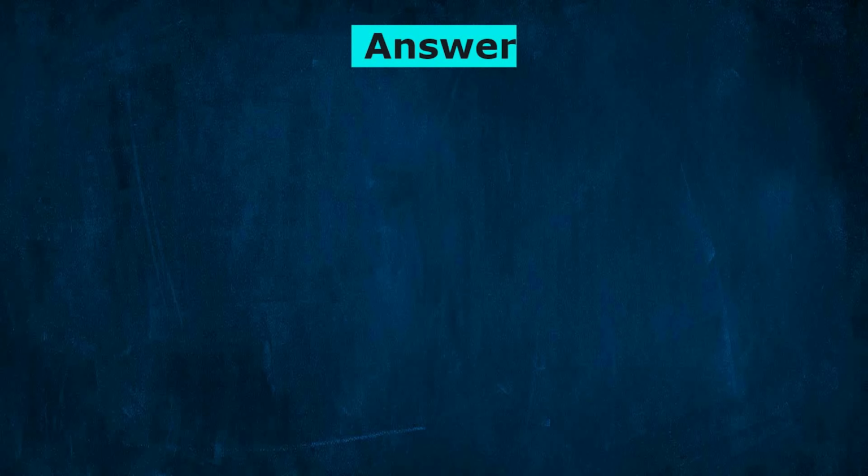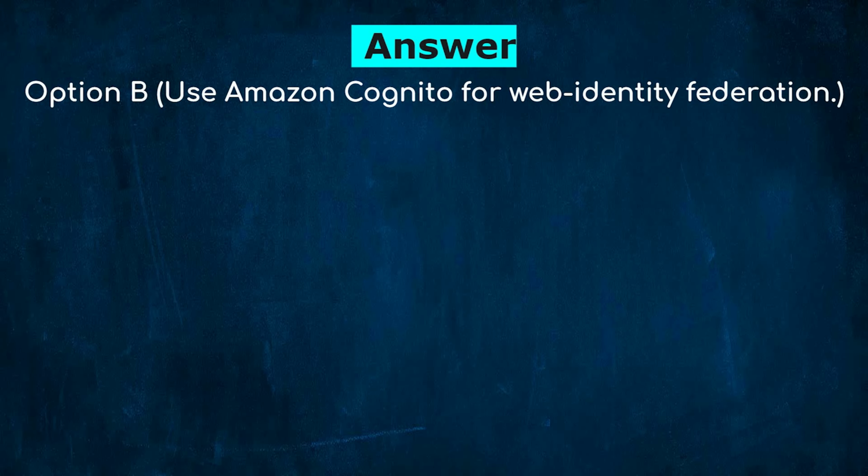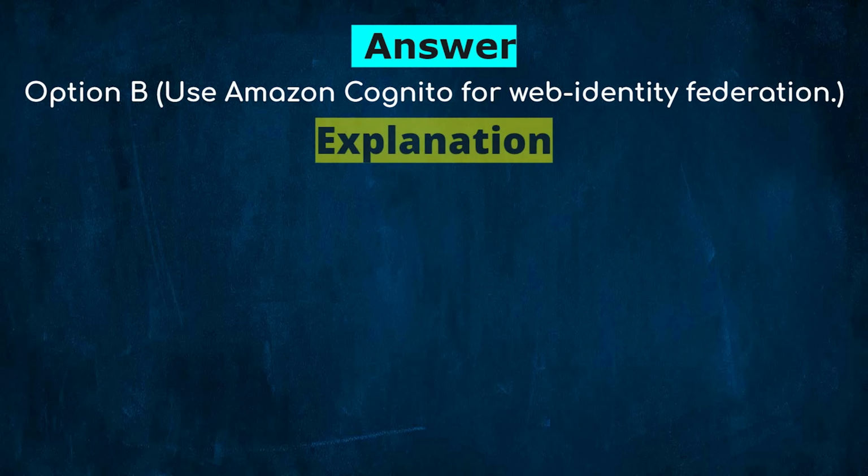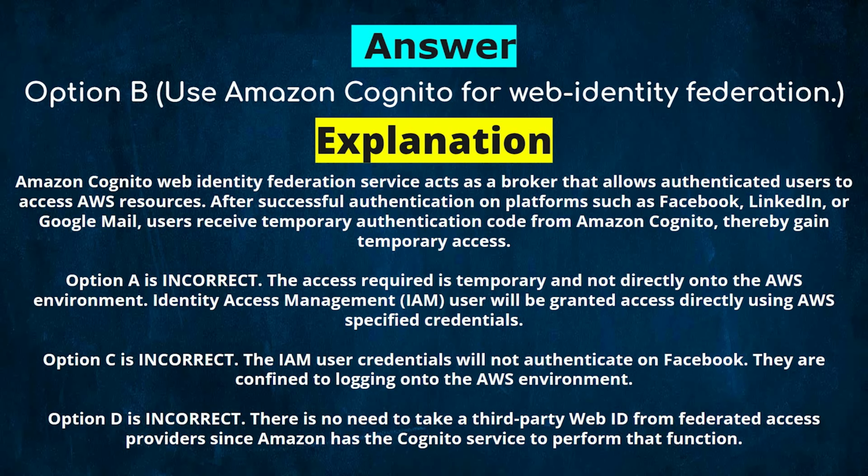And the correct answer is option B. Use Amazon Cognito for web identity federation. Explanation. Amazon Cognito Web Identity Federation service acts as a broker that allows authenticated users to access AWS resources. After successful authentication on platforms such as Facebook, LinkedIn, or Google Mail, users receive a temporary authentication code from Amazon Cognito, and thereby gain temporary access. Option A is incorrect.